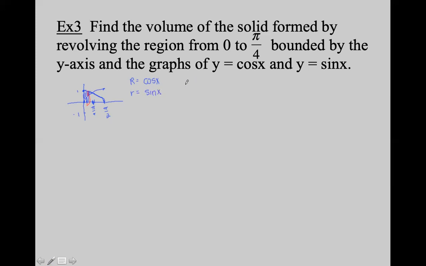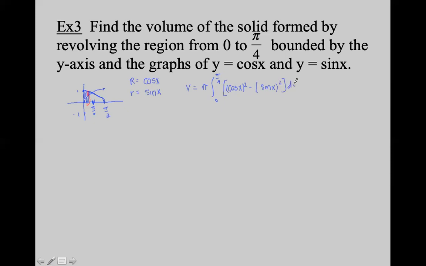So the volume that's going to be formed when we rotate this region about the x-axis is going to be pi times the integral from 0 to pi over 4, right? That's their point of intersection. That's where sine and cosine are equal to each other. Big R, which is cosine of x, squared, minus little r, which is sine of x, squared, dx.